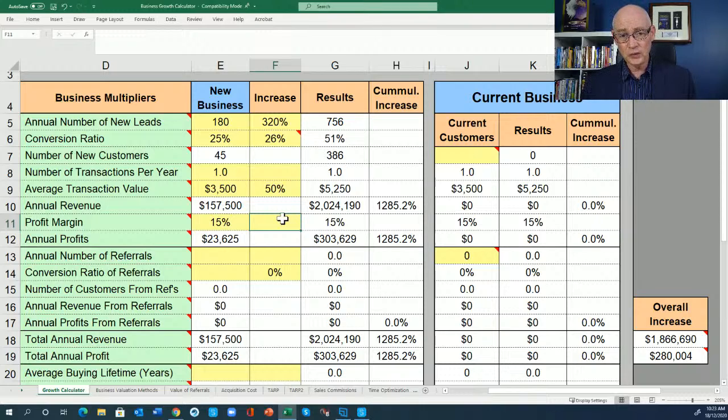So what I want to show you here is the end result. And again, this is just a quick overview, but if you have a look, when we first started, they were doing $157,000 thereabouts in turnover, and $23,000 thereabouts in profit. By putting in just those few mechanical strategies and steps, we've taken them to $2 million in turnover and $300,000 in profit. So that is a $280,000 increase in profit, ladies and gentlemen.